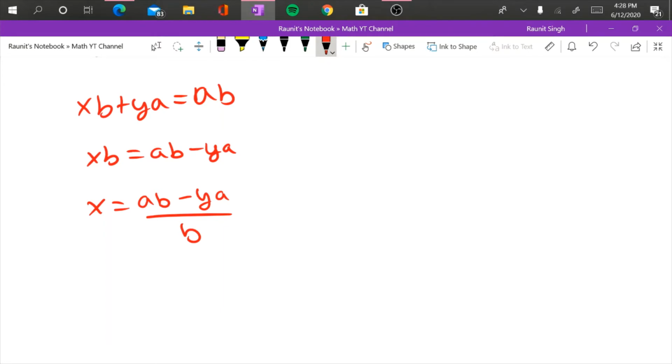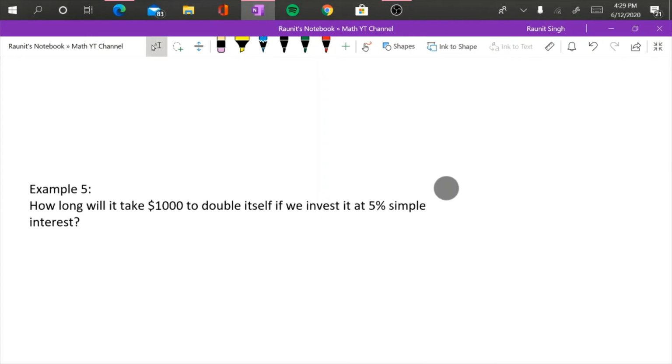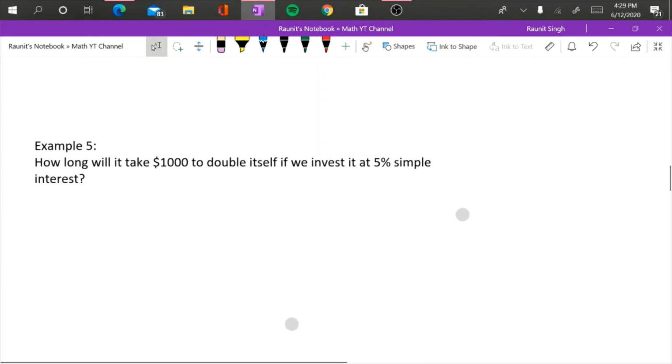If we wanted to, we could technically simplify this, the ab over b, but we're not going to, because we don't really have to simplify it. It's your choice how much you want to simplify it.